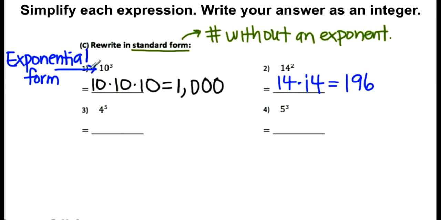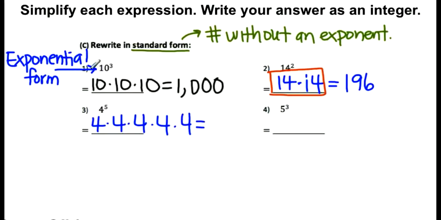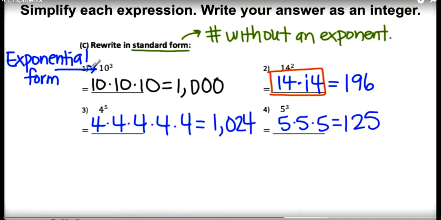Notice that I'm writing out 14 squared. This is how you show your work. If you do not show this part of it, then you're not showing your work. Make sure you show your work. So I have 4, and I'm going to write it 5 times. So my base is 4, and my exponent is 5. So 4 times 4 is 16, times 4 is 64, times 4 is 256, times another 4 is 1,024. Last one, 5 3 times. 5 times 5 times 5. 5 times 5 is 25, times 5 is 125.